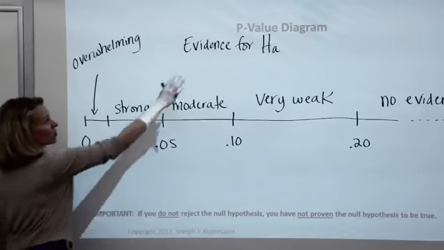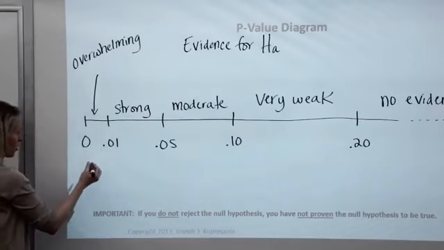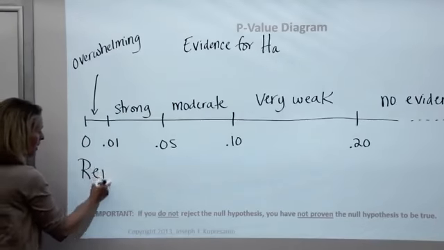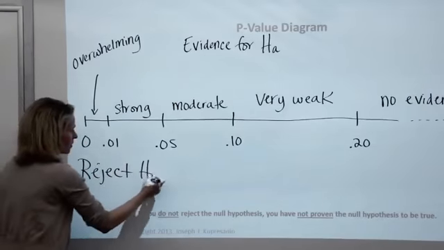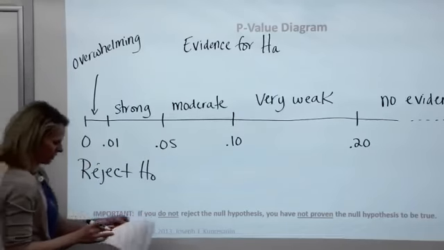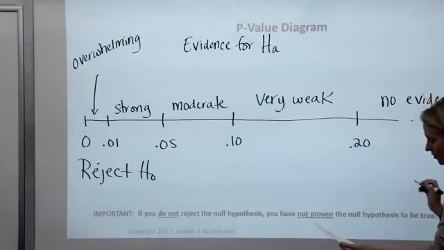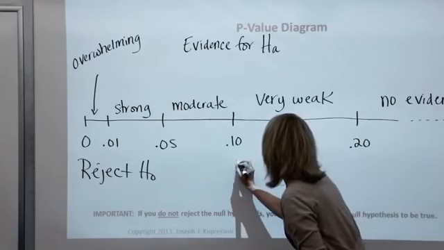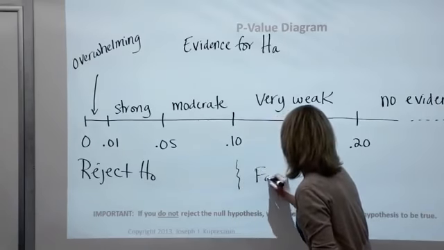When you're down here, if you're finding evidence in favor of the alternative, you would reject the null hypothesis. So down here, we would reject. If we're up here, we're going to fail to reject. And maybe I'll even say above 10%, we're going to fail to reject.